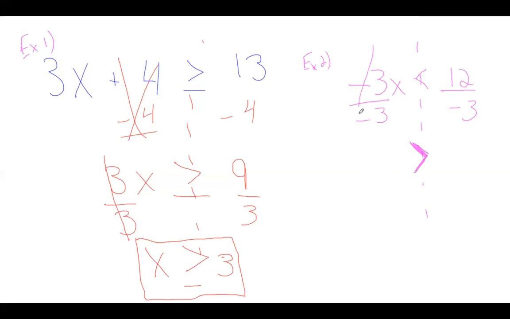So I'm just left with x over here. And here we have a positive divided by a negative. And that gives us a negative. We're not going to go into integer rules today, but a positive divided by a negative is a negative. And 12 divided by 3 is 4. So that would be our answer for this problem. Key is to flip the sign when we multiply or divide by a negative.